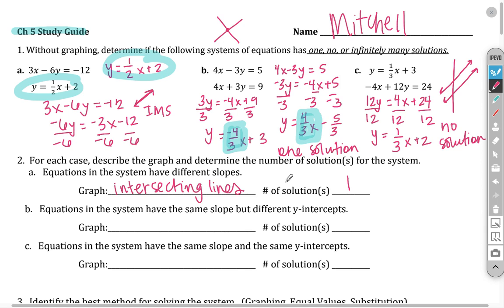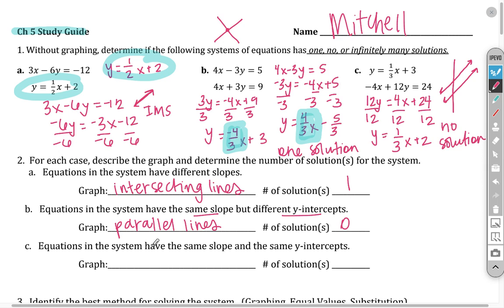Okay. B says equations in the system have the same slope, but different y-intercepts. All right, well, that is the same thing as what happened in C. We've got the same slope, but different y-intercepts. So those are going to be parallel lines, just like we talked about before. And the number of solutions when you have parallel lines is 0.